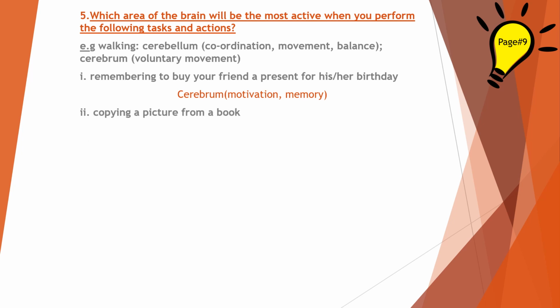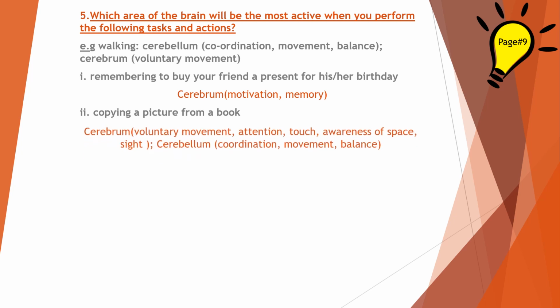The second action is copying a picture from a book. So copying a picture from a book involves the movement, and it also involves your attention, your sight. So while copying, your cerebrum and cerebellum will be the most active parts. Cerebrum is active because this is a voluntary movement. It involves attention, touch, awareness of space and sight. And cerebellum is the most active part because copying a picture involves coordination, movement and balance.